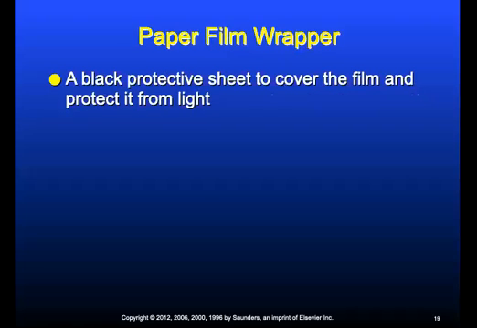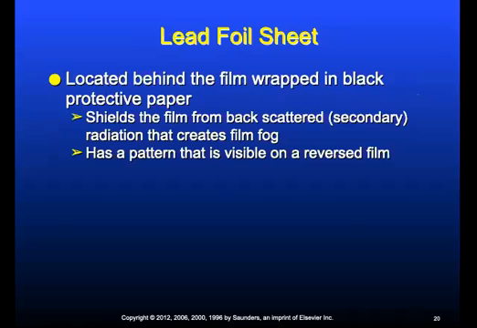A black protective sheet is used to cover the film and protect it from light. The lead foil sheet is located behind the film, wrapped in black protective paper. This shields the film from backscattered or secondary radiation, which without it would create a film fog. If you notice, on the sheet of foil there's going to be an embossed or raised bump pattern on one side.